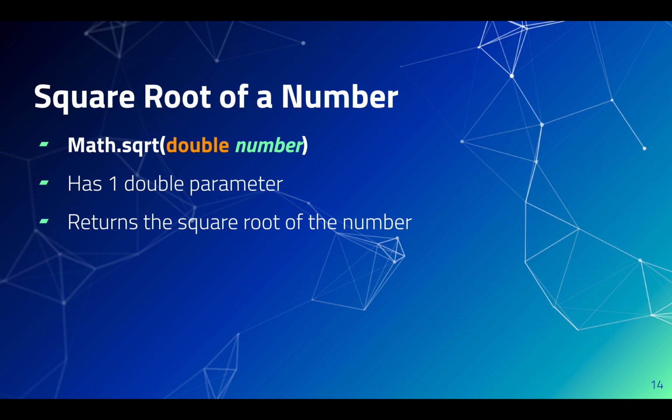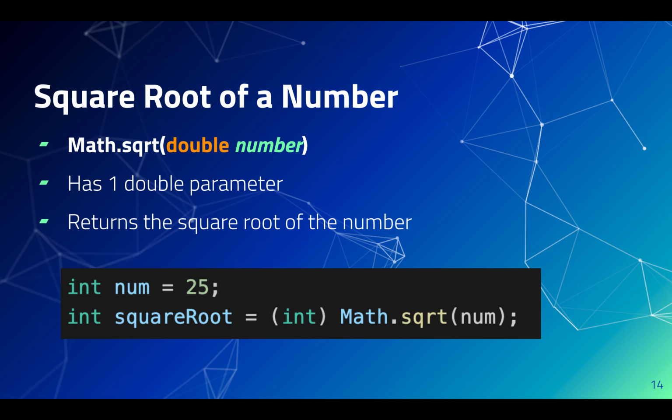So in the end, the integer variable square root has the value of 5 right here. And as you can see, there's both types of casting, both implicit when you pass it into the method and explicit when you're taking it and storing it in the variable after it's returned.